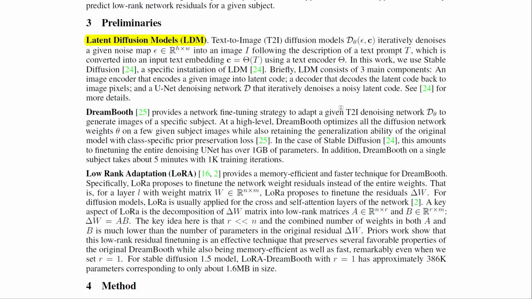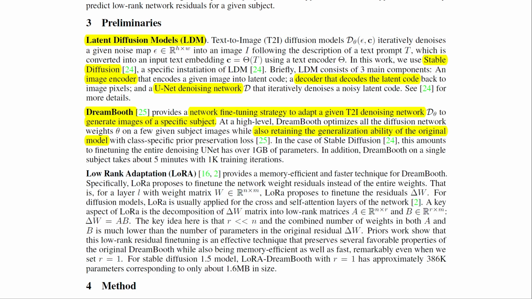To achieve personalized generation, HyperDreamBooth is demonstrated on the Stable Diffusion version 1.5 model. This model consists of an image encoder, a decoder, and a UNet denoising network, which iteratively denoises a noisy latent code. DreamBooth provides a network fine-tuning strategy to adapt the text-to-image denoising network to generate images of a specific subject while retaining the generalization ability.